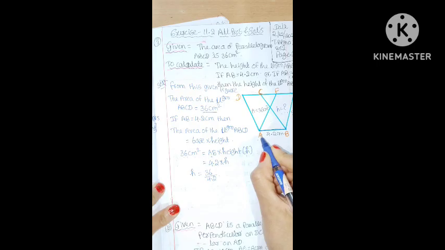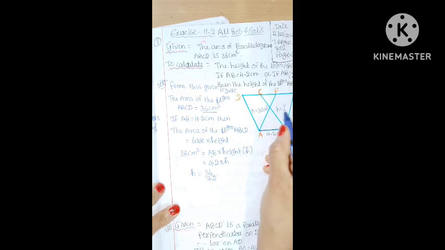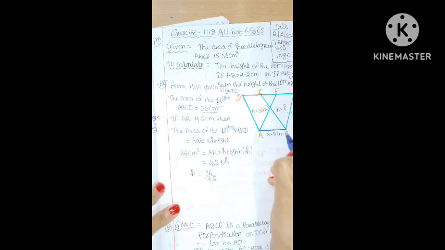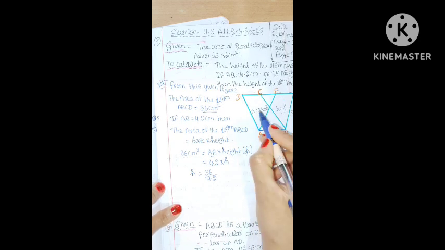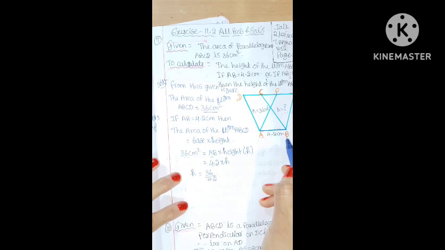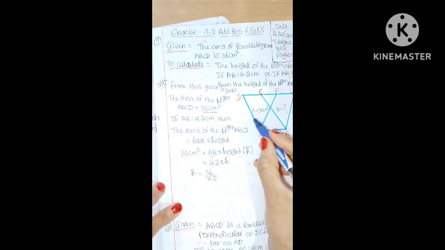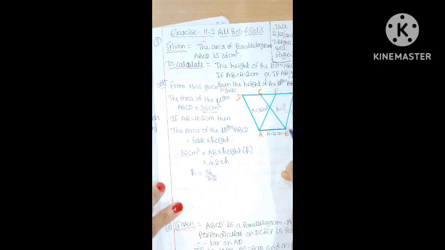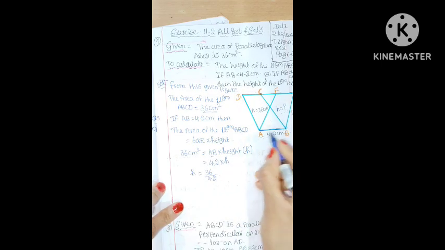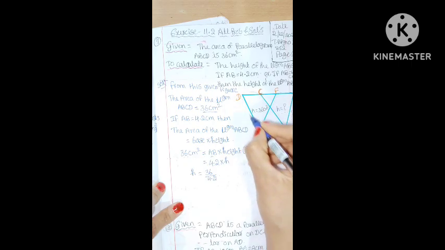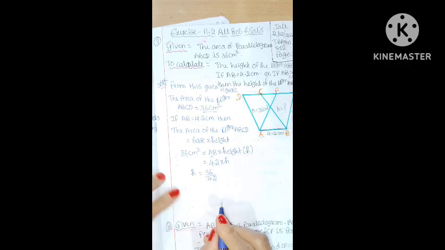And in both parallelograms, ABCD and ABEF, both parallelograms lie on the same base and between the same parallels. What are the parallels? AD and BE. Same parallels. Okay, this is the common base. The common base is AB, and these are the parallel sides.